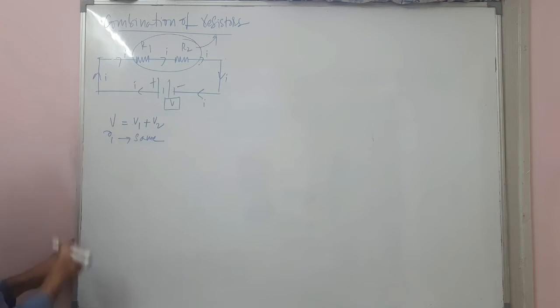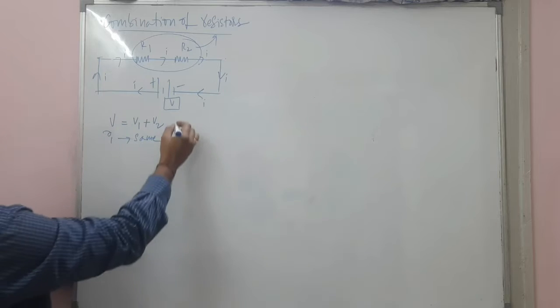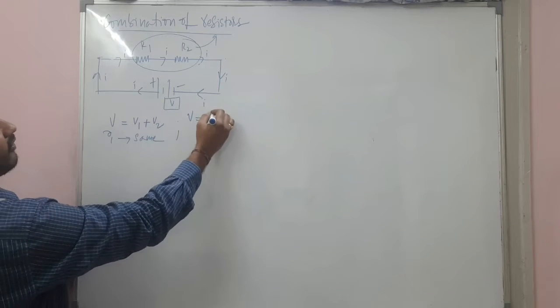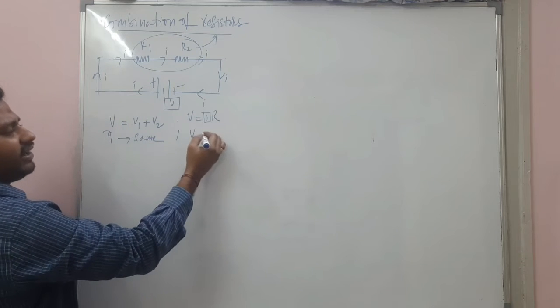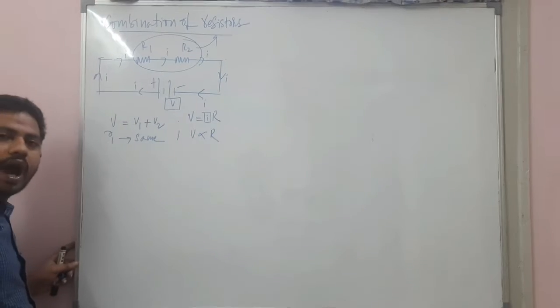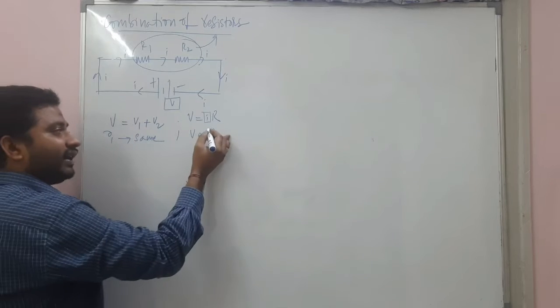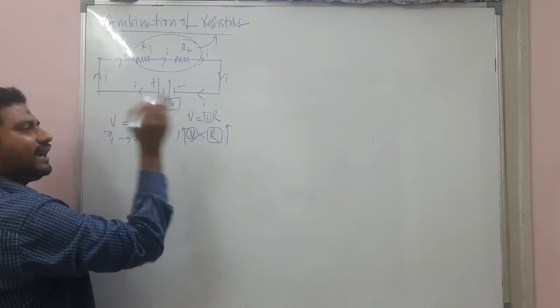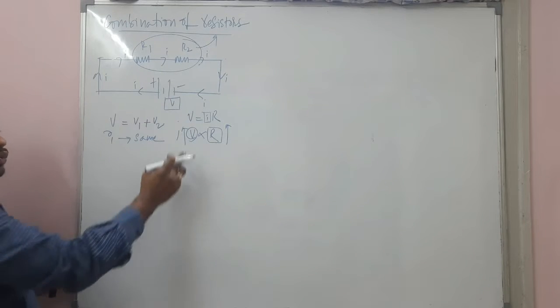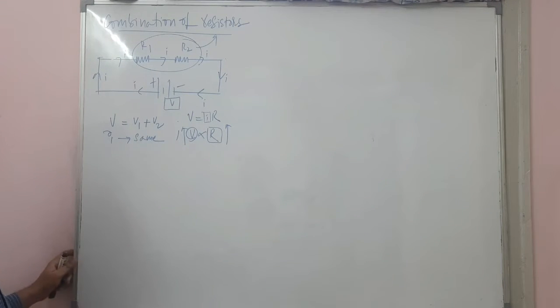Now, the current is same. Observe carefully. Current is same. And one more thing. When the current is same, from the V is equal to IR formula, V is directly proportional to R. What does it mean? When the resistance is more, the potential drop across that resistor will be more. So V is directly proportional to R.